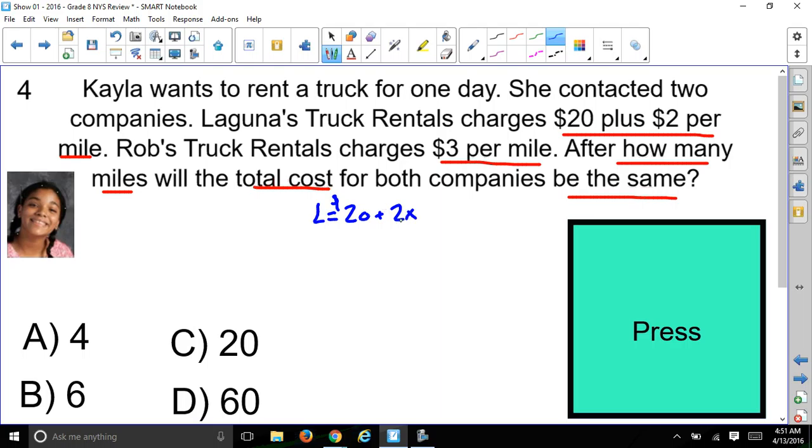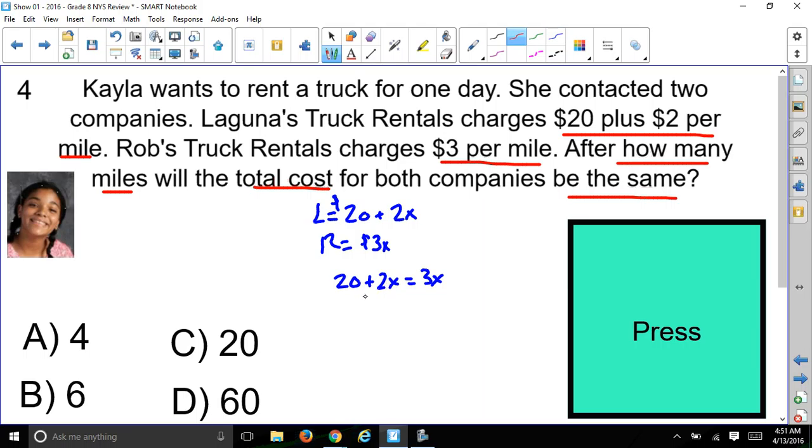And I'll just put an X because the miles vary. Rob's Truck Company charges just $3 per mile. And I'll put an X because the miles vary. I'm just interested in when they are both equal. So let me put them both equal to each other and set up my equation and solve it for X.